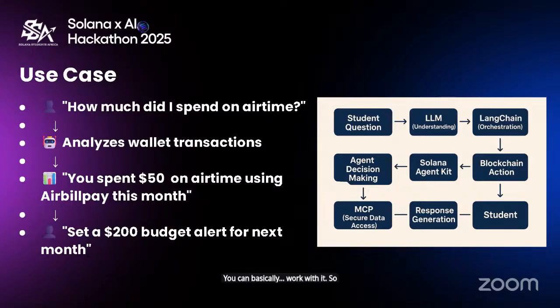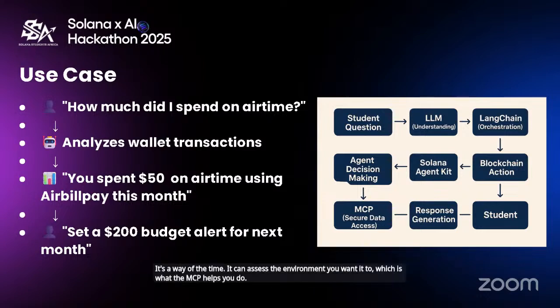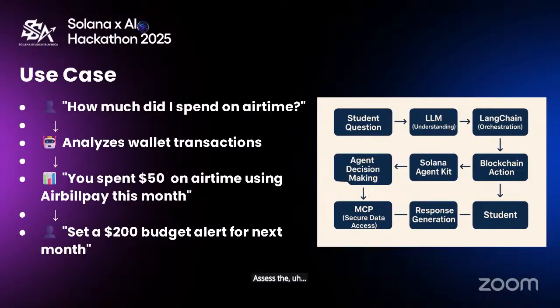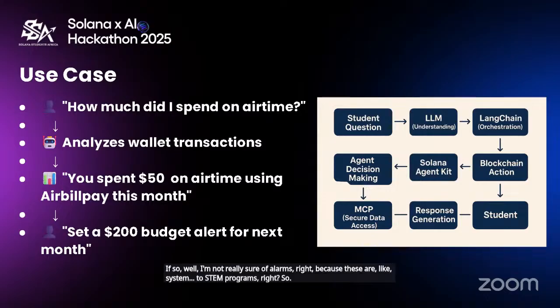I know that when you are working with meeting tools like Meet and Zoom, you can have an AI schedule a meet for you. Some people are building this, where you basically tell the AI, schedule this for me, so it's aware of the time. It can access the environment you want it to, which is what the MCP helps you do. Google Calendar, yeah. And then your alarm, if so. Well, I'm not really sure of alarms, because these are system programs, so most times they don't really have deep access to system stuff.